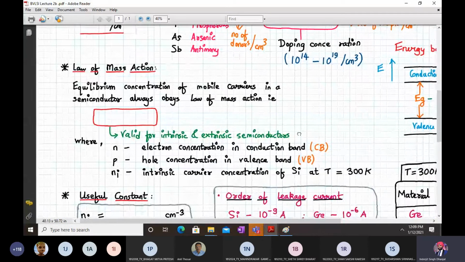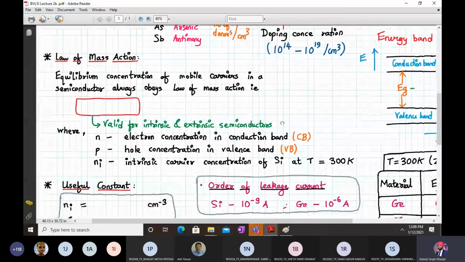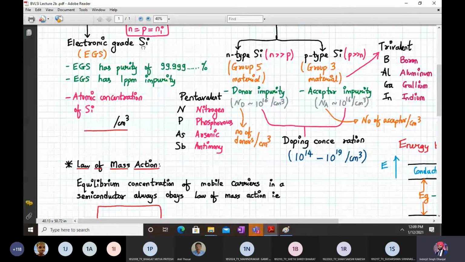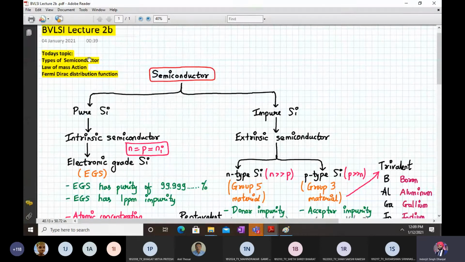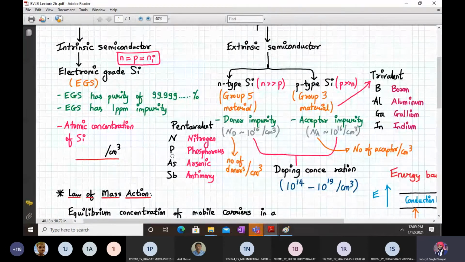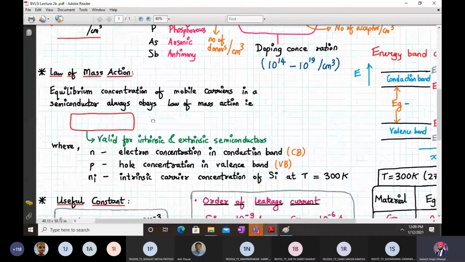Now let us go back to the second concept for this topic. We will be discussing three concepts. Type of semiconductor is over. Next is law of mass action, and next is Fermi-Dirac distribution function, and that will be it for lecture number 22B. So let us see what is law of mass action.